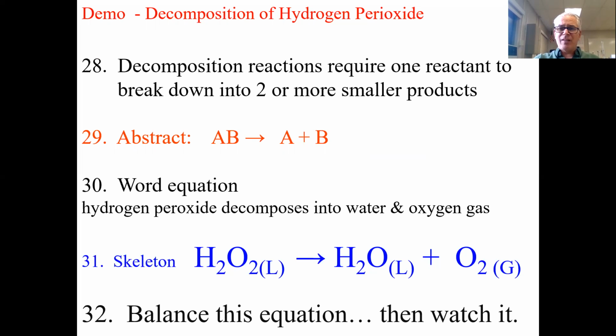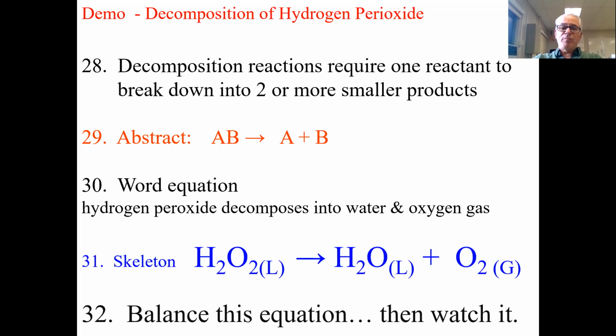Now, A and B are just letters. It's not B for boron. It's A and B, the letters. Could have been XY, becomes X plus Y. Now, the word equation for what we're going to do is hydrogen peroxide will decompose into water and oxygen. All right? I know you might say, well, how do you know it doesn't form hydrogen and oxygen? I know that. When it decomposes, it turns into water and oxygen.